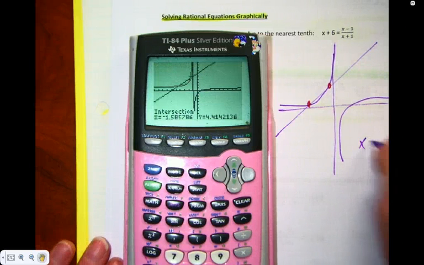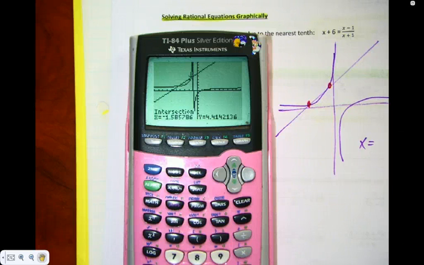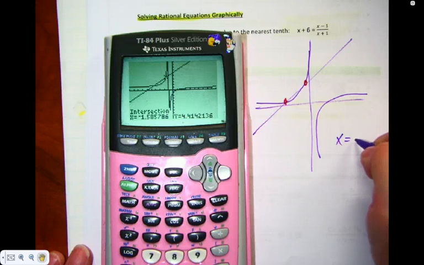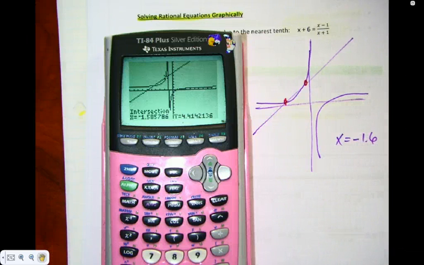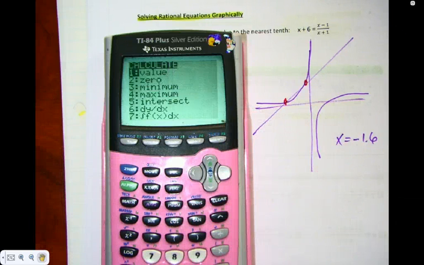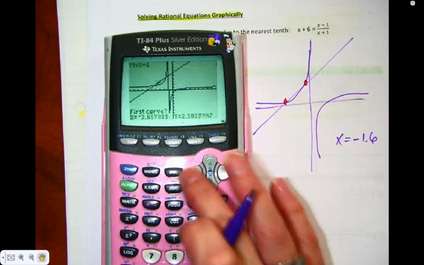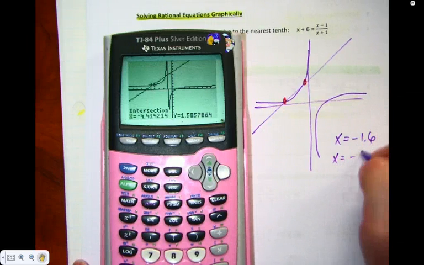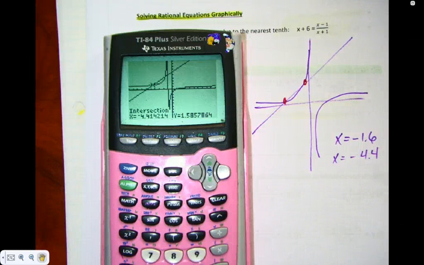Make sure you check for your rounding instructions. Confirm negative 1.6. How do we find that other one? Just move closer to the second one. This isn't left bound, right bound. It doesn't matter as long as you're closer to it, the calculator understands what you're trying to do. Negative 4.4.